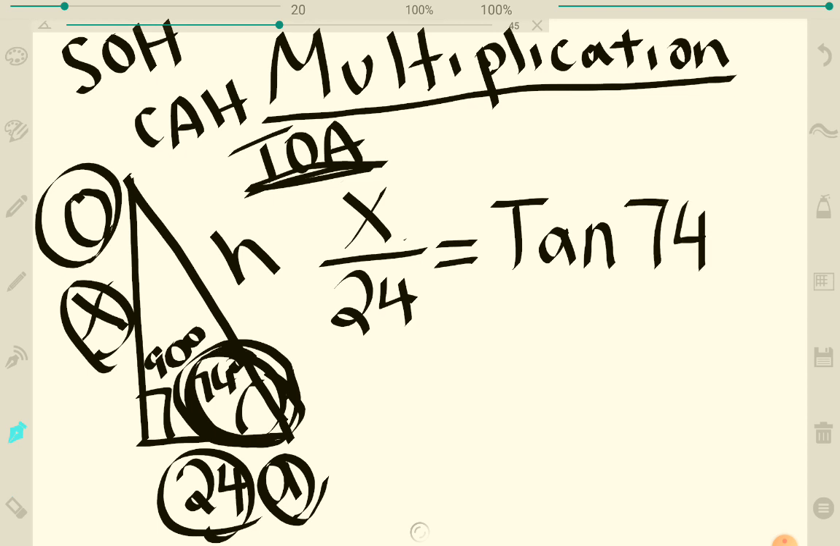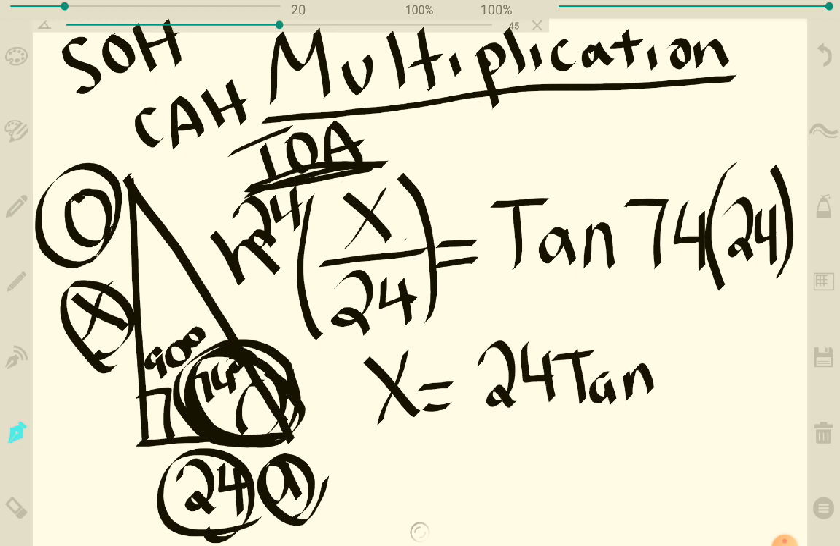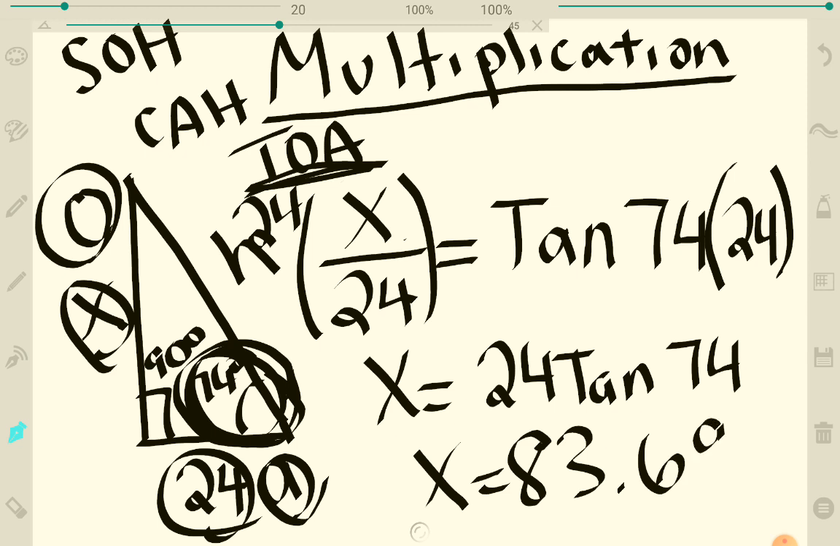Now, if you have a graphing calculator nearby, you can type that in. Oh wait, not yet. You have to multiply each side by 24 to cancel out the 24 and get x by itself. So when you do that, you get x equals 24 tan 74. And if you type that in your calculator now, you should get 83.698, and it's best to round to the thousandths place. That was the first problem.